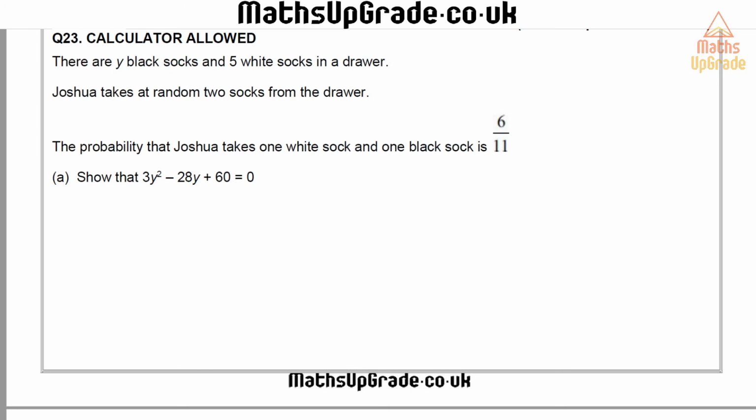Question 23 is a 7 marker. We don't get many 7 markers in maths, so this is a really big question. This involves probability and solving quadratics. It's actually split up into 2 parts, parts A and B. It tells us that there's y black socks and 5 white socks in a drawer. Josh takes at random 2 socks from the drawer. The probability he takes 1 white sock and 1 black sock is 6 over 11. We need to show that 3y squared subtract 28y plus 60 equals 0.